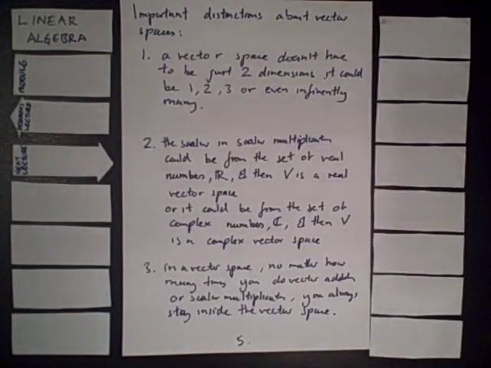Okay, one final caveat. Our analogy isn't perfect, and there are some distinctions that we need to make. Firstly, a vector space doesn't have to be just 2 dimensions. It could be 1, 2, 3, or infinitely many. Secondly, the scalar in scalar multiplication isn't necessarily a real number. You could have a complex vector space, for example, where the scalar is complex instead.